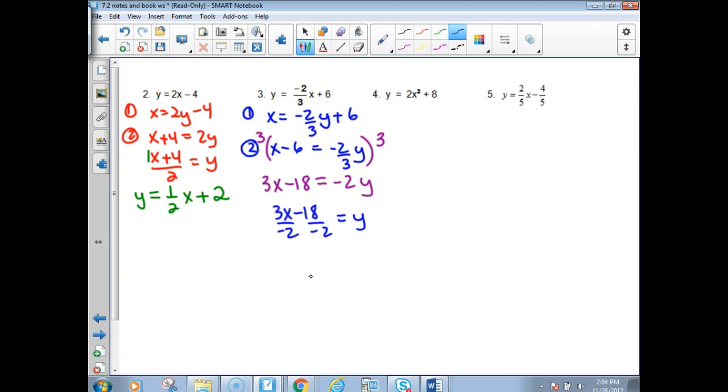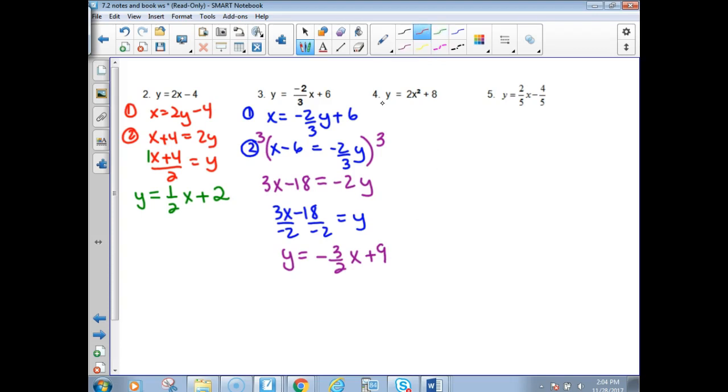It's just that I'd rather see it finally in the form that says y equals, the fraction in front of x, or the slope, will be negative 3 halves. So it's negative 3 halves x. And then negative 18 divided by negative 2 would be positive, plus 9. So now you would know the y-intercept is 9 and the slope is negative 3 halves.